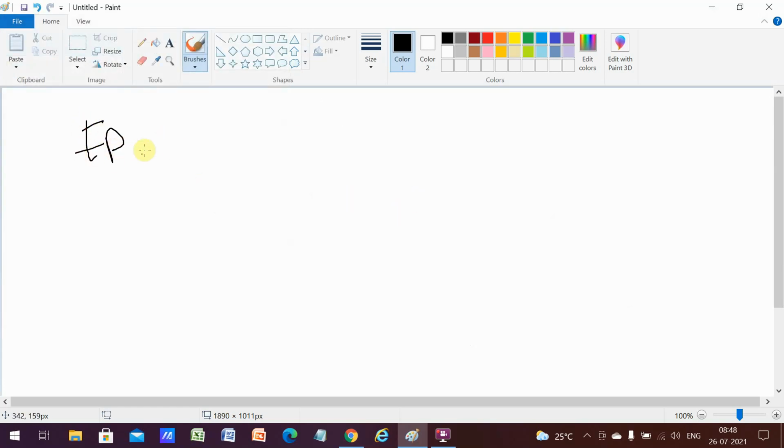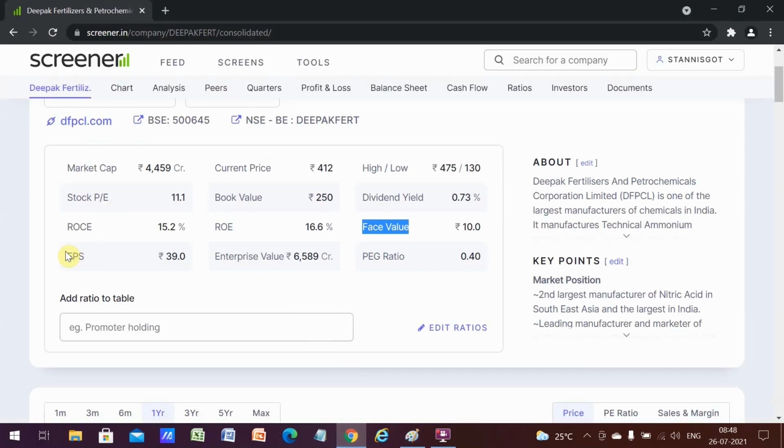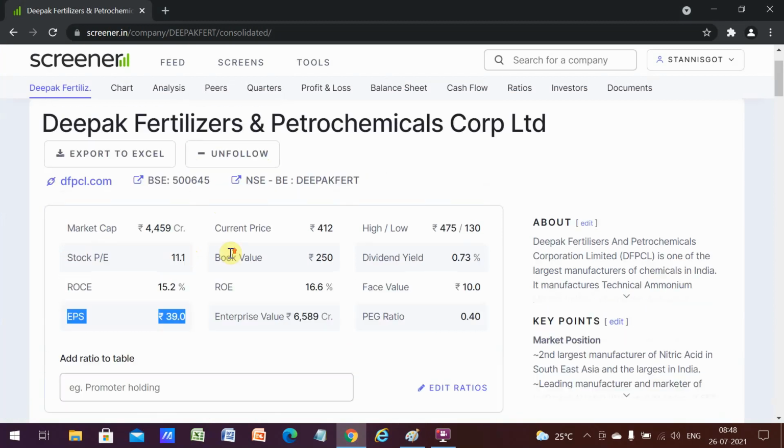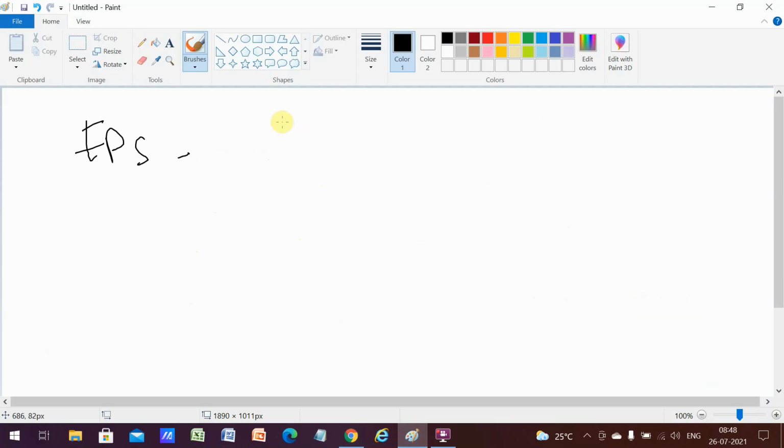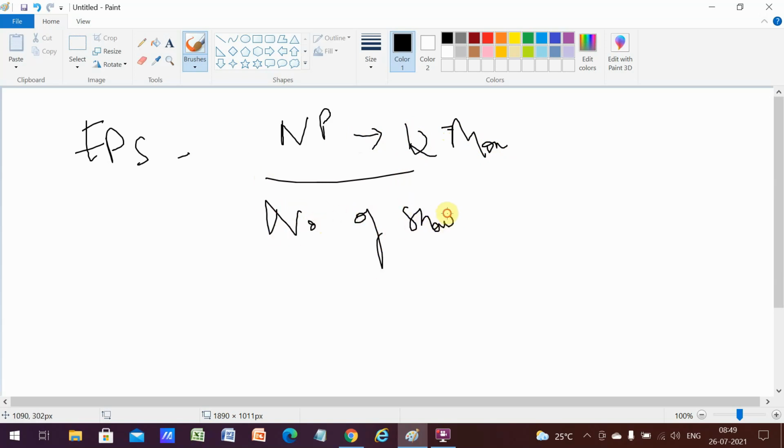So EPS is nothing but earnings per share. Here, the EPS of this particular company, Deepak Fertilizers, is 39 rupees. So what does that mean? For the EPS calculation, they take the total net profit for the last 12 months, that is one whole year, and then divide that by the number of shares.